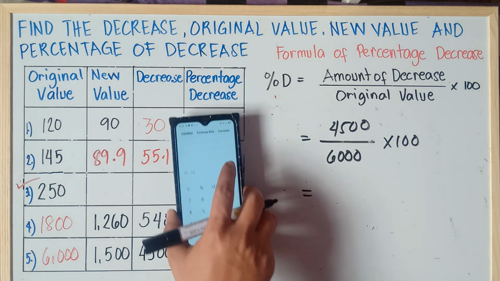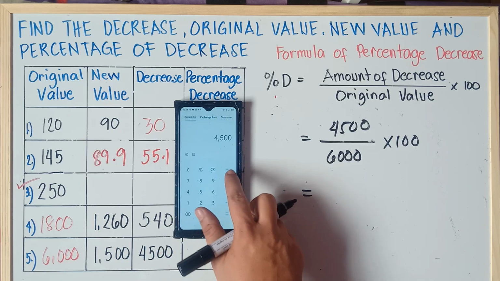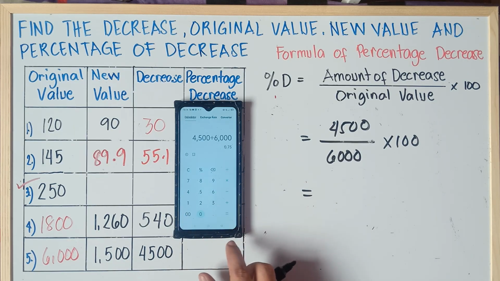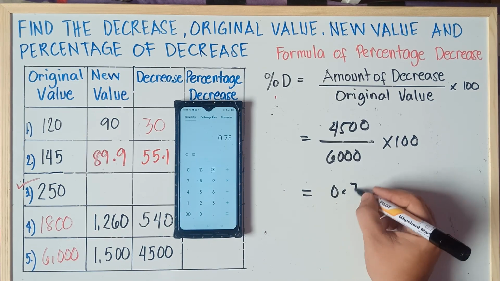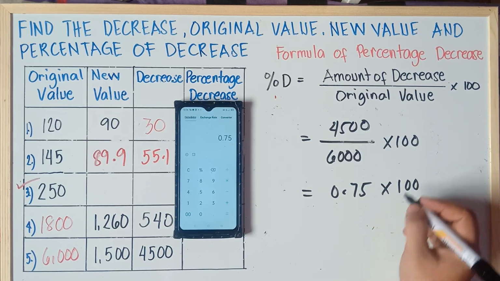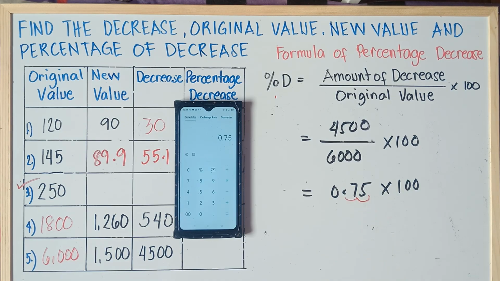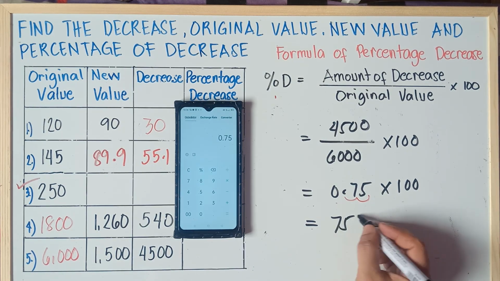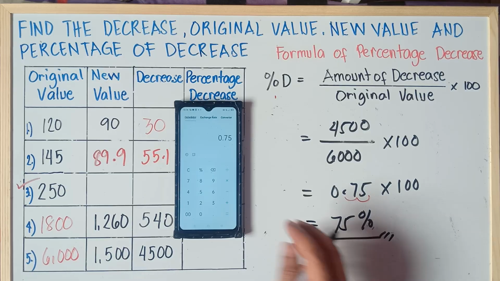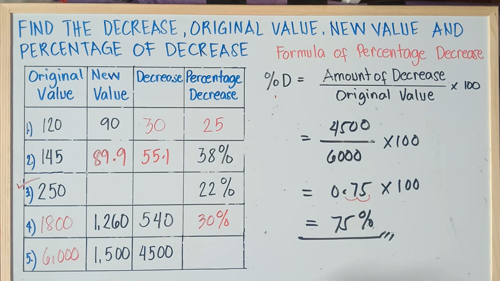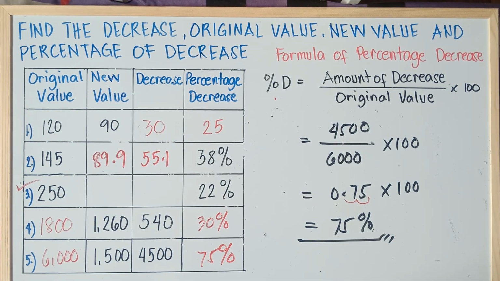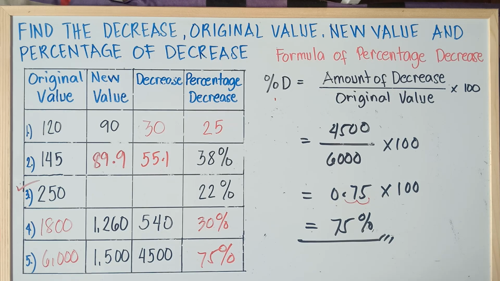And then simply use your calculator. 4,500 divided by 6,000. So that will be 0.75 times 100. Simply move the decimal point to the right twice. 1, then 2. And that would be 75. Then you put percent. That's it. 75%. Easy, right? For numbers 4 and 5. So that's it, class, all set.